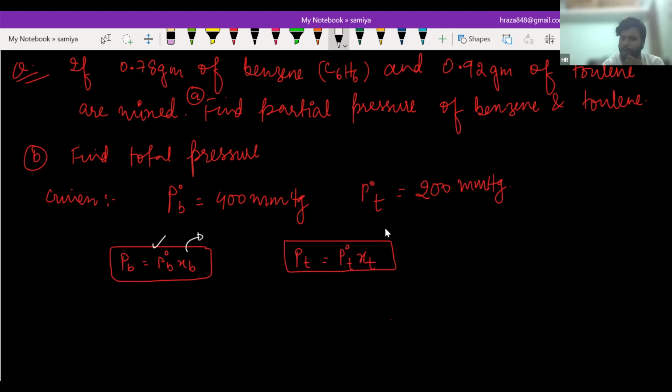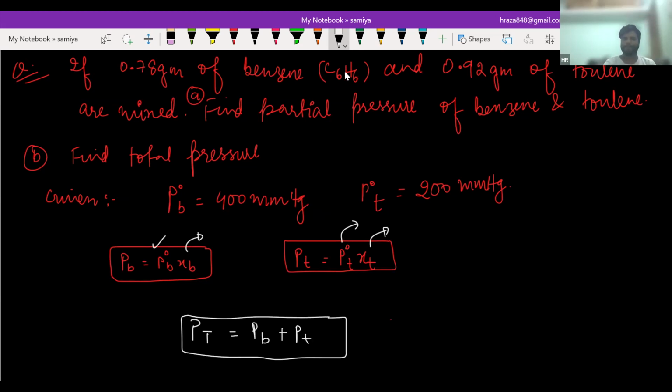Now, this is given and you need to calculate the mole fraction of benzene. This is given, you need to calculate the mole fraction of toluene. And at the end, what you need to do? Total pressure will be equal to the sum of the partial pressure of benzene plus the partial pressure of toluene. Okay, can you do this now? I'll try. Let me know. Madhya, are you solving it? Yes, sir.